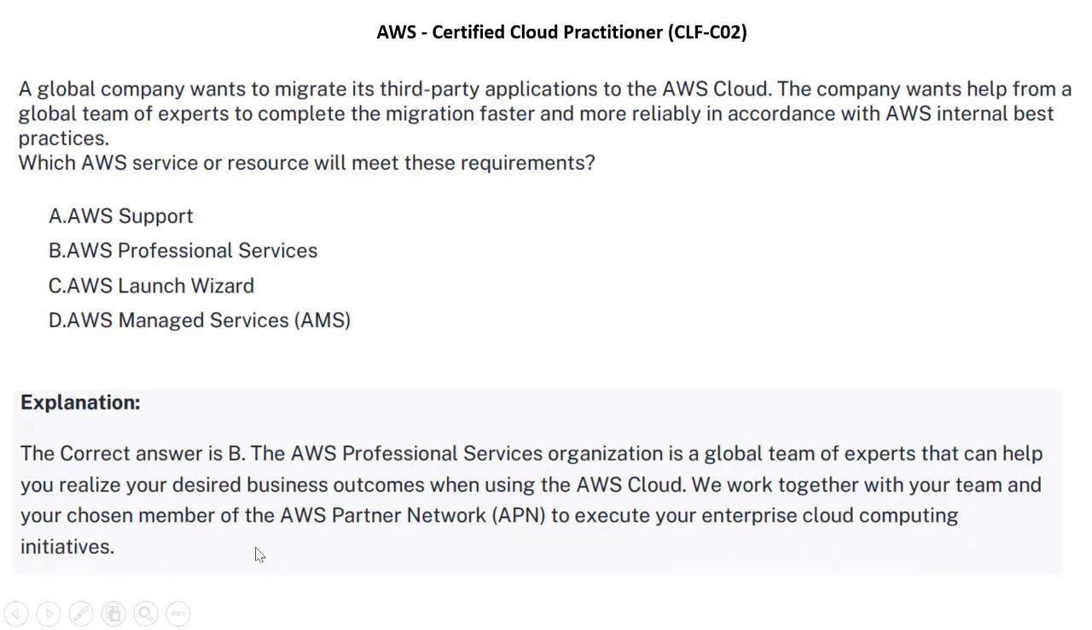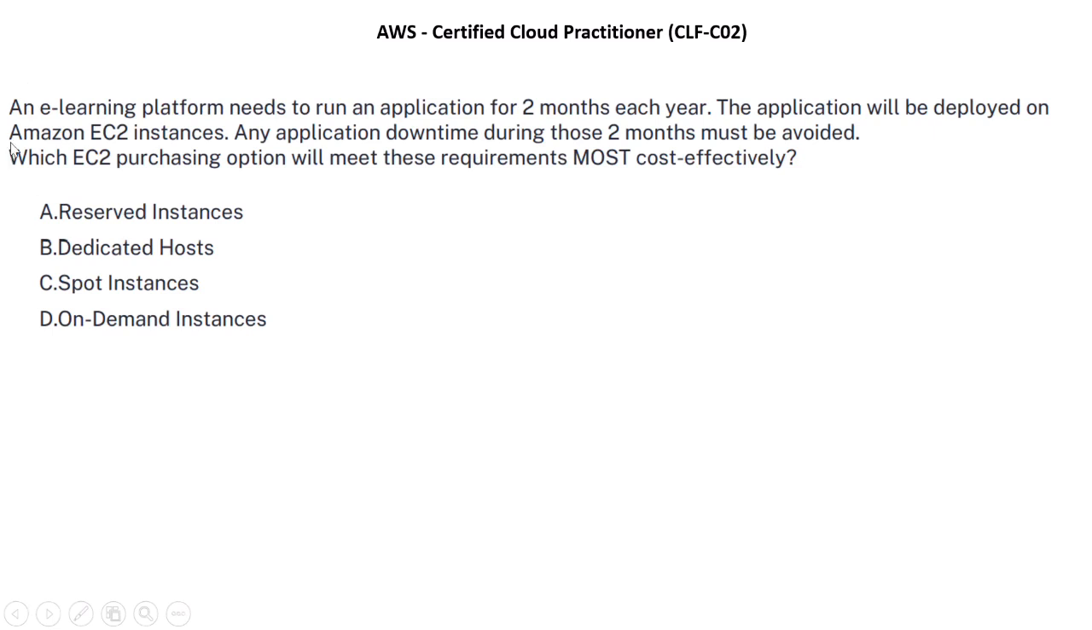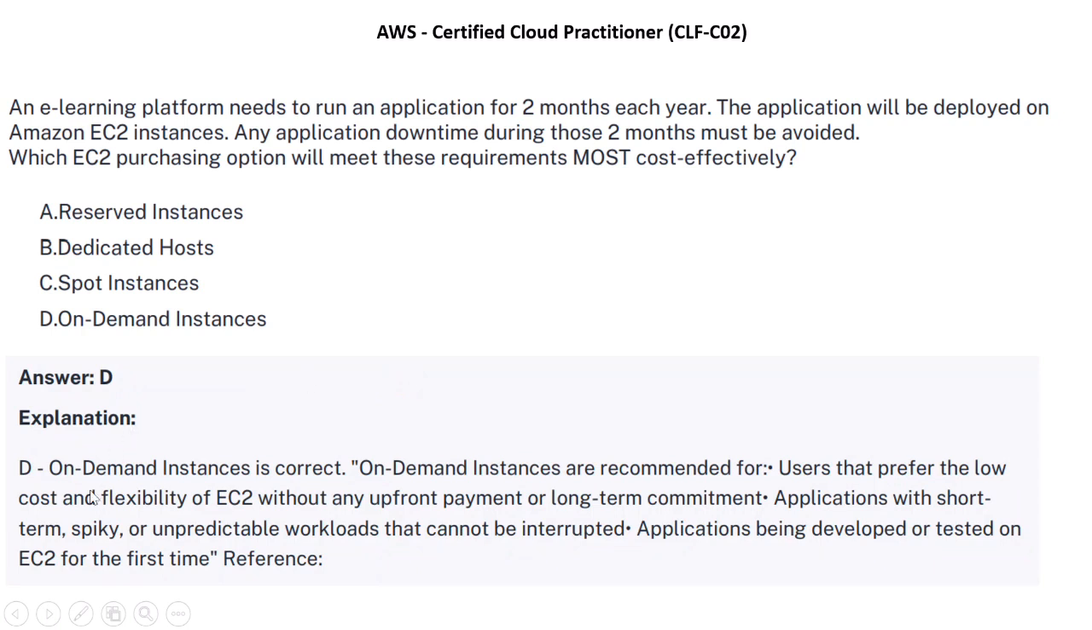Next question. An e-learning platform needs to run an application for 2 months each year. The application will be deployed on Amazon EC2 instances. Any application downtime during those 2 months must be avoided. Which EC2 purchasing option will meet these requirements most cost effectively? Option A, reserved instances. Option B, dedicated hosts. Option C, spot instances. Option D, on-demand instances. The correct answer is option D.